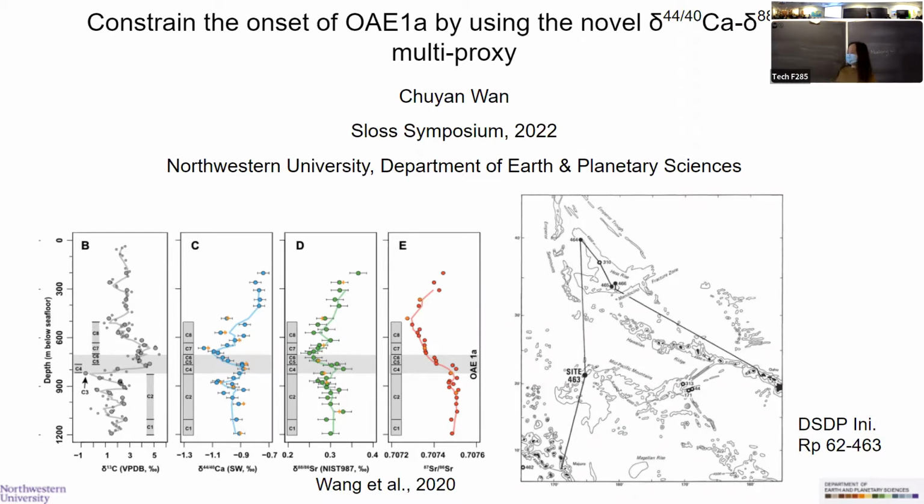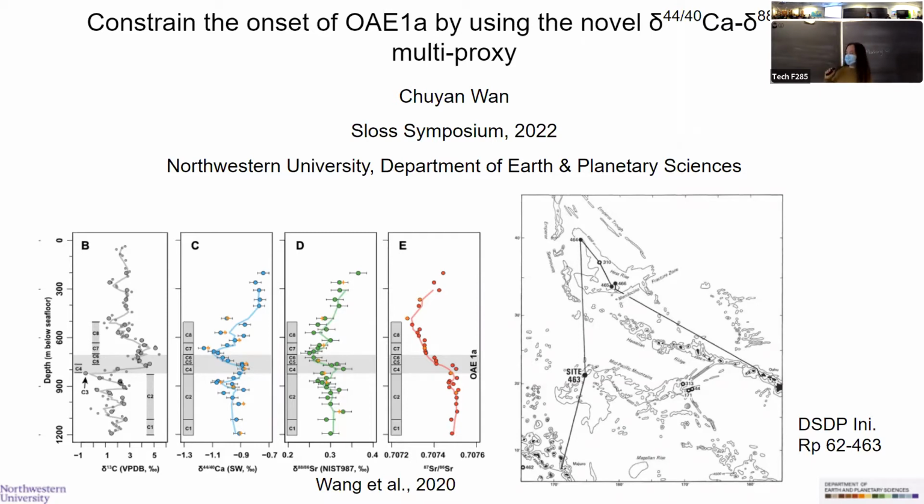So basically, OAE1A is back in the time period. Well, for this event, it's 120 million years ago. And back in the day, there was no oxygen in water, and then there's a rich organic matter deposit worldwide. So my research is on what's the cause and consequence of the event.